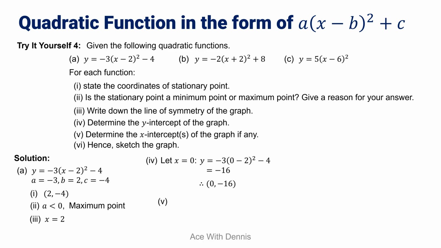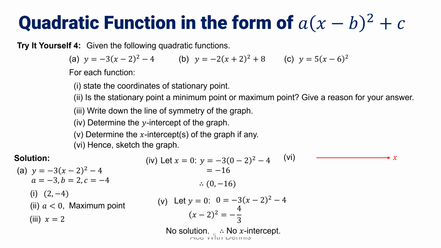Number 5. To find the x-intercept, we let y equal to 0. Hence, the equation becomes 0 equals -3(x - 2)² - 4. (x - 2)² equals -4/3. But there is no solution because a square number cannot be a negative number. Hence, there is no x-intercept.